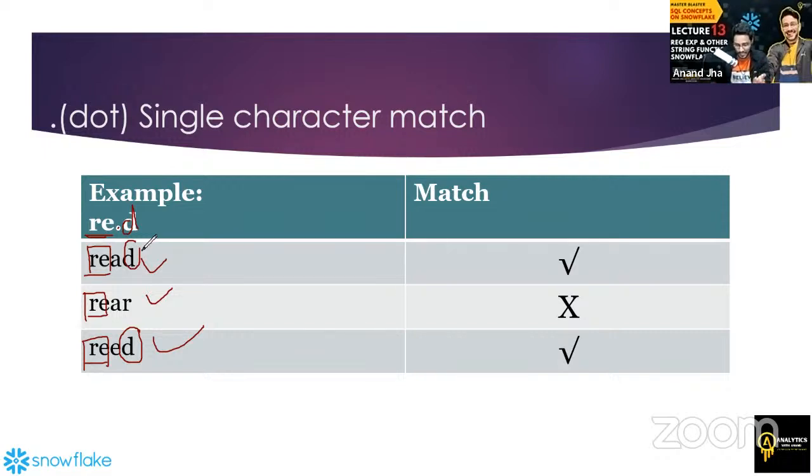Here, what is the difference between dot and underscore? Wait, I'm coming to that. I have not explained underscore yet. So dot means single character match here. The first and third will get matched. This one has no match because D is not there.